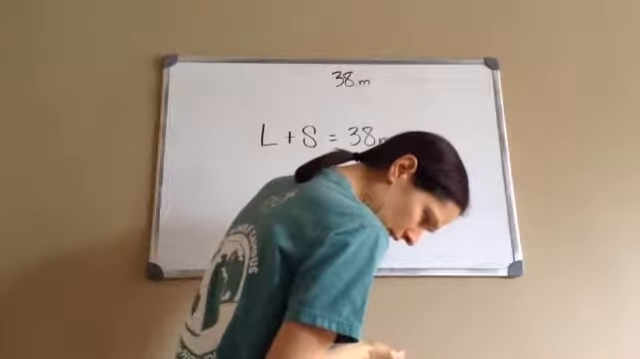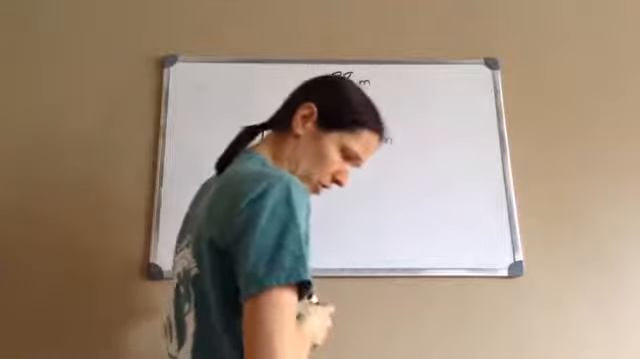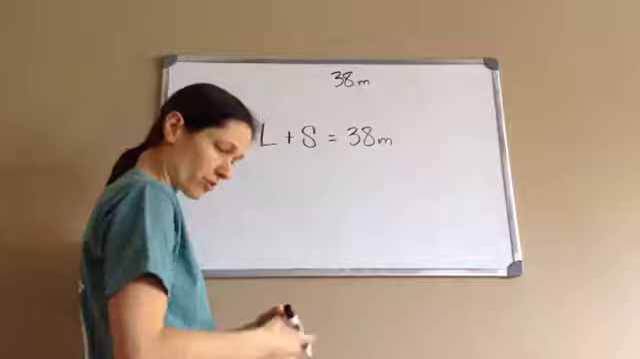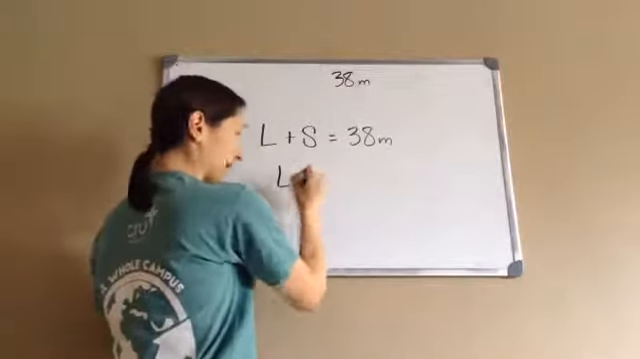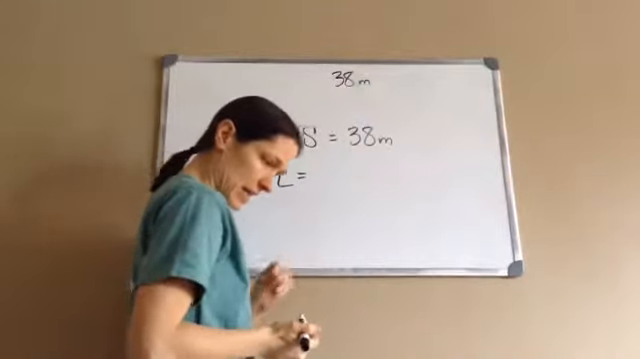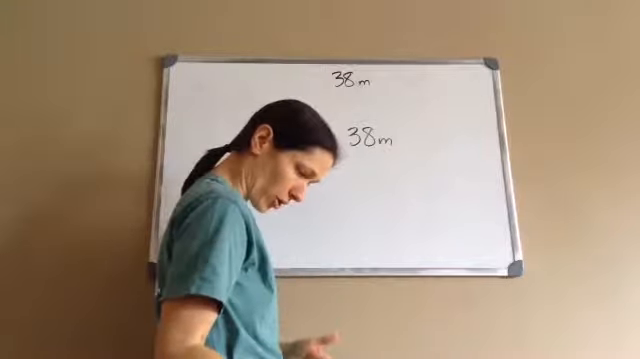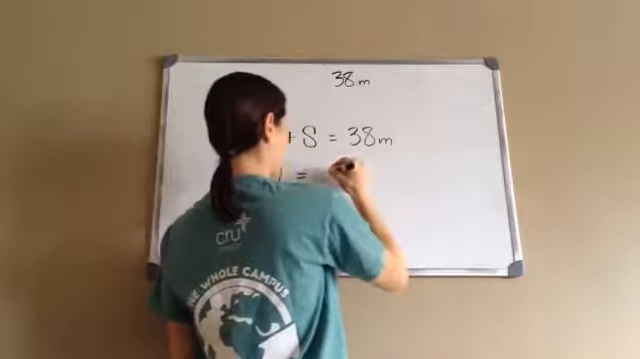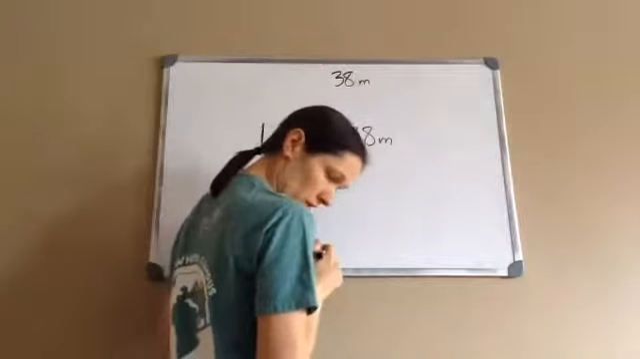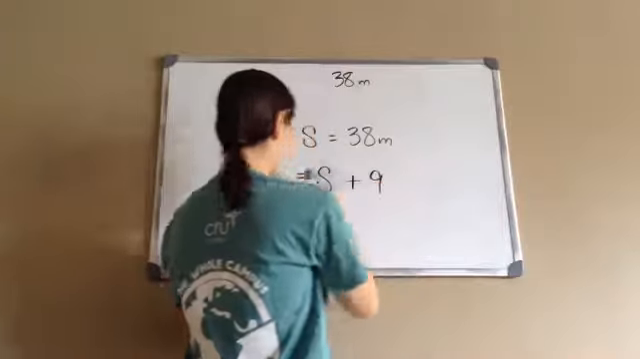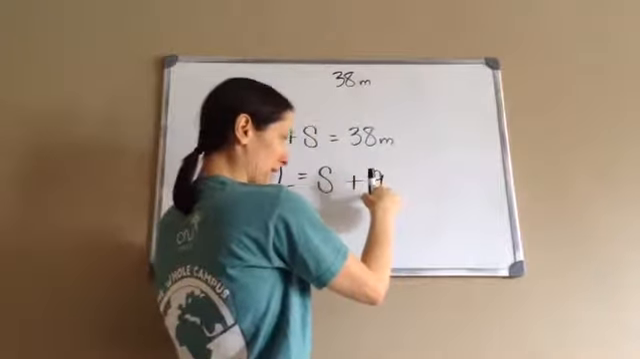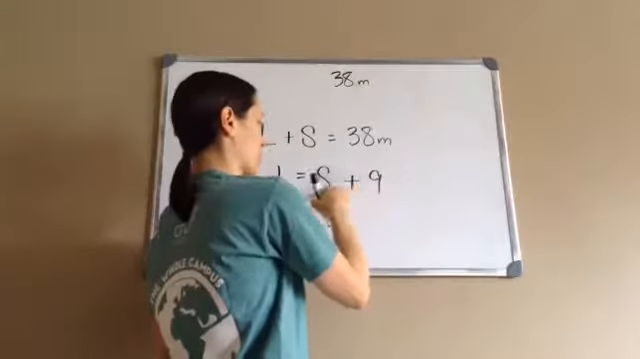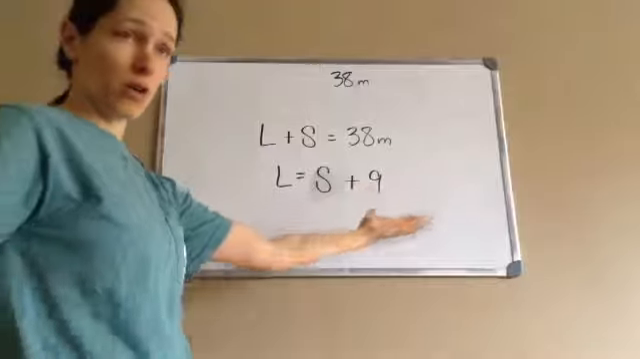Alright, and then it says this. It gives us another equation. The long piece was 9 meters longer than the short. So the long piece is 9 meters longer than the short. So I have a short amount, whoops, let me draw my S better. I have a short amount plus 9. So the longer one is 9 meters longer than the short. Okay, so now we have our equations.